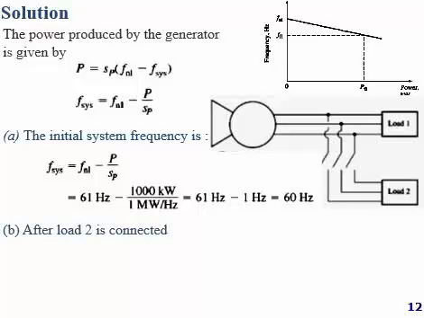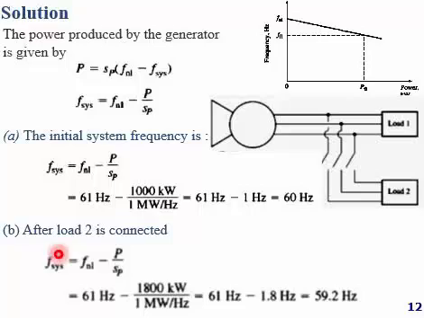After the second load is connected, we can use the value of 61 Hz minus 1800 kilowatt. This power would be different because there would be different power in this case. So the answer would be slightly less than 60 Hz. It would be 59.2 Hz.